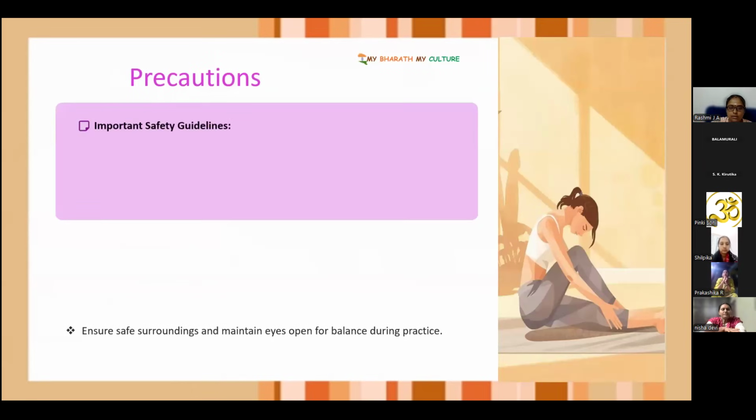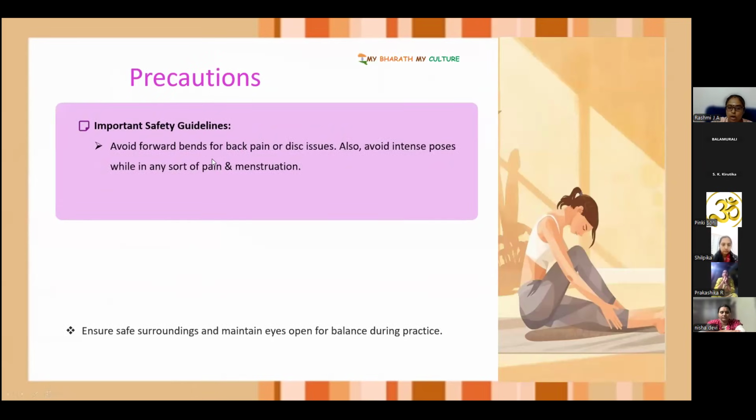Now precautions. What you have to do: avoid forward bend for back pain or disc issue. Also avoid intense poses while in any sort of pain and menstruation. This is very important. People will be very enthusiastic to do all kinds of asanas. They will even tempt you to teach them more, even though they are in pain. But you have to make them understand that during pain, you will do only minimal, slow moving asanas. They will not do any dynamic one.